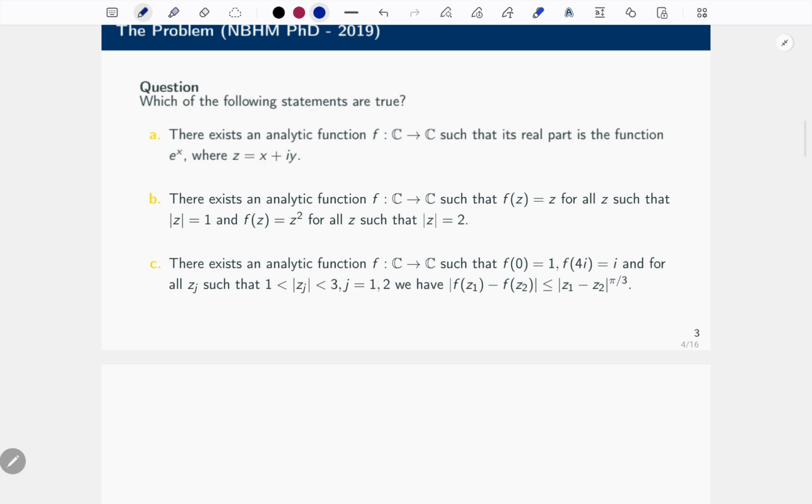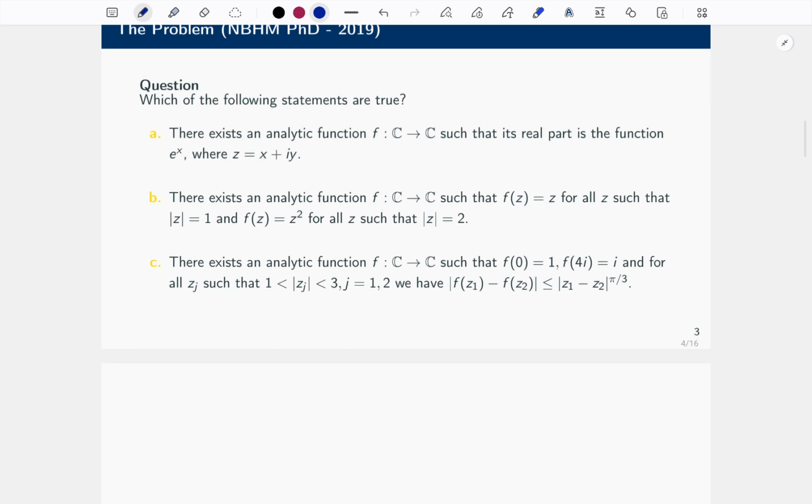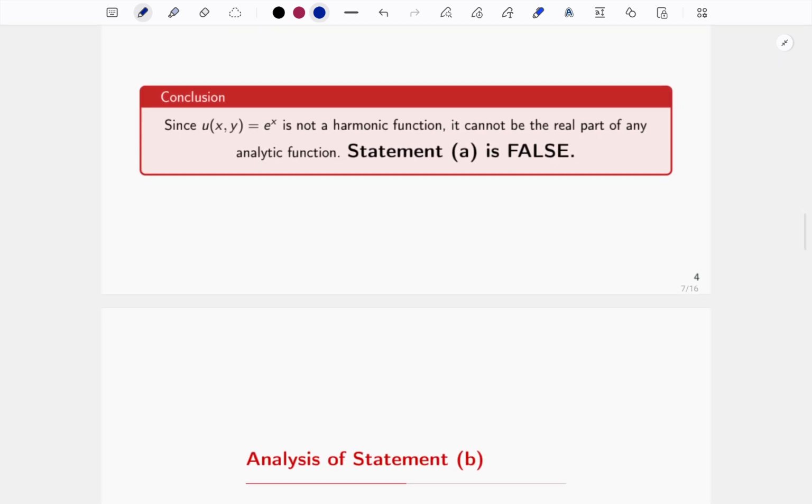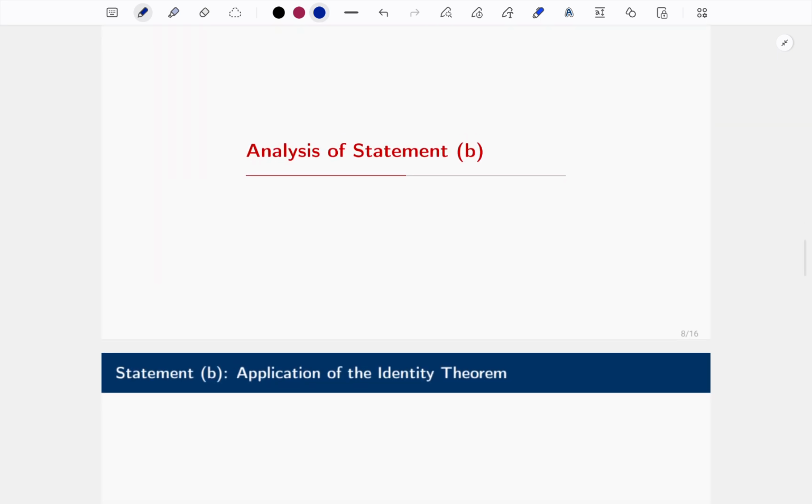Now what was the second statement? There exists an analytic function which is z on mod z equal to 1 and z squared on mod z equal to 2. Okay, so I have written the conclusion here, it's not harmonic, so it cannot be the real part of any analytic function, right?